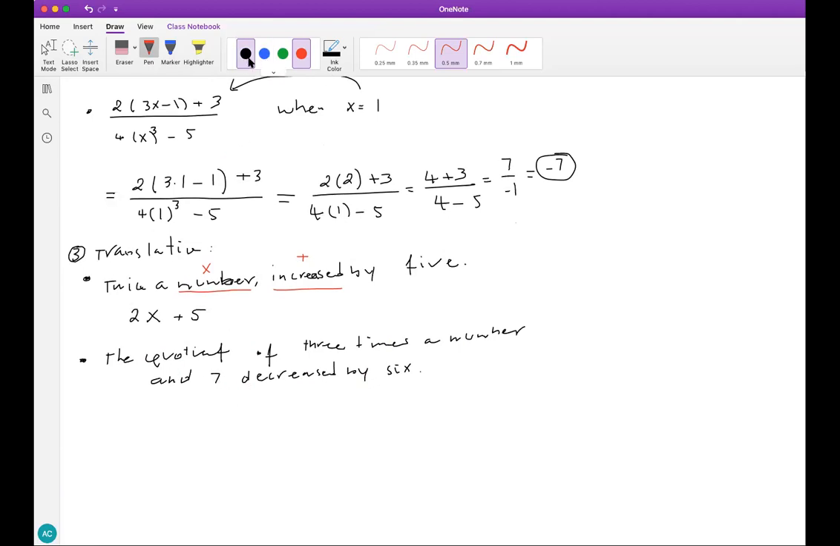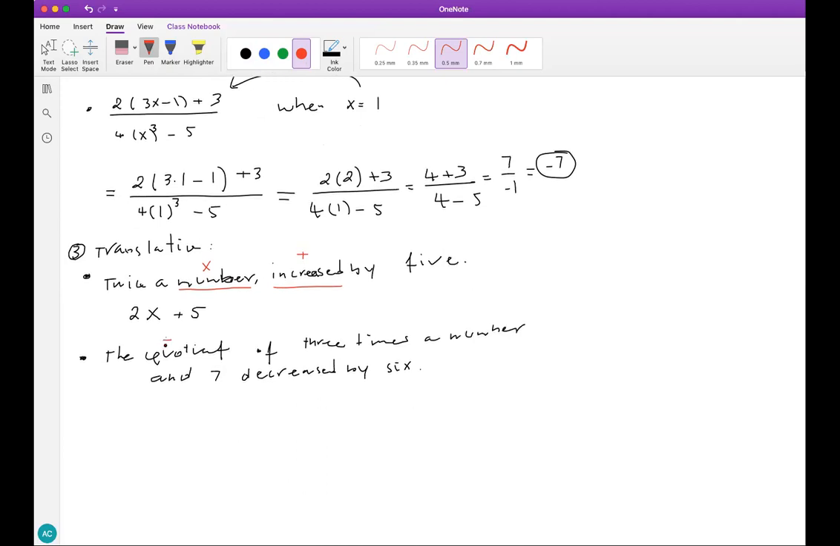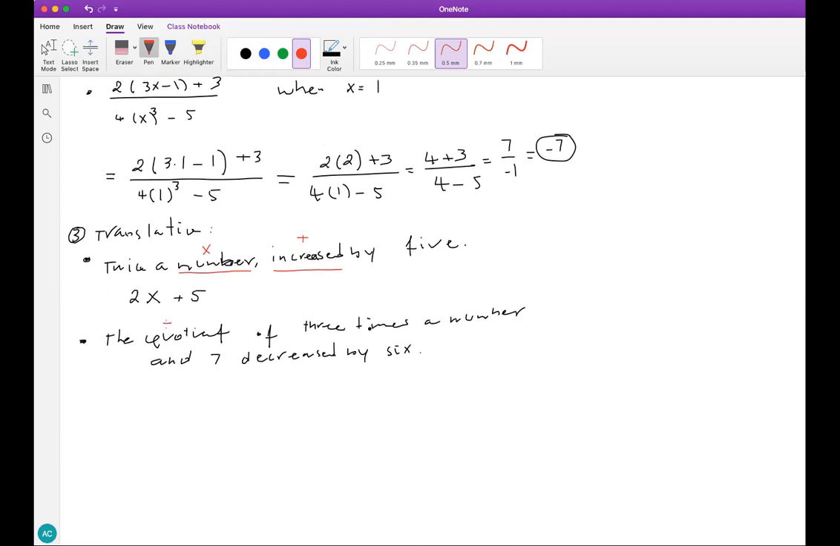First, again, understand all the keywords and the translation of each one. So what do we mean by quotient? Division. That's right. The quotient is the result of division. So how would you write 3 times a number if that number was x? We can say 3x. That's right. This whole thing becomes just 3x if we label the number as x. And 7 decreased, of course, means subtraction, decreased by 6.